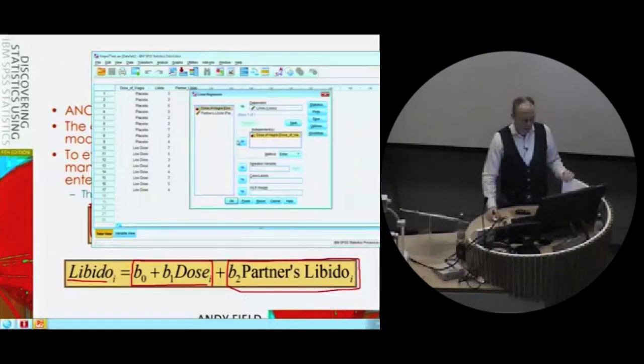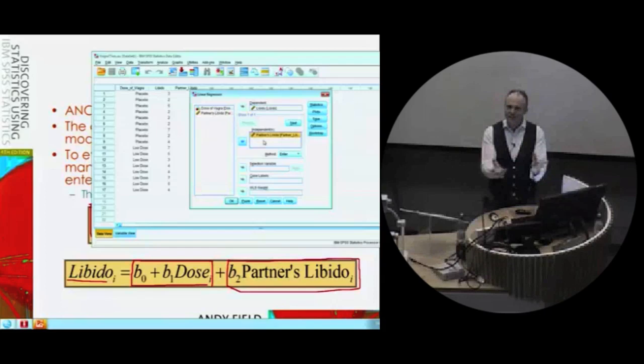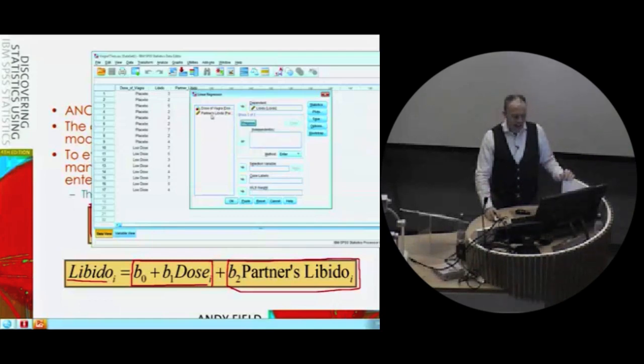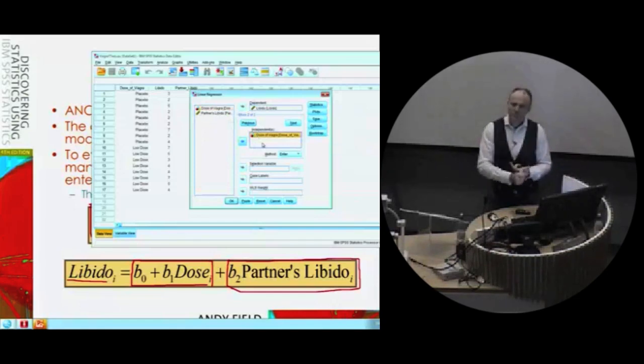we'll take dose out for the minute. So we're still predicting libido. Now what we want to do is adjust for the effect of partner's libido. So we would stick that into the regression first. We put that in, we give it first dibs on explaining the variability in libido. And then we add in the dose that people had. So our model's now got both dose as a predictor and partner's libido.